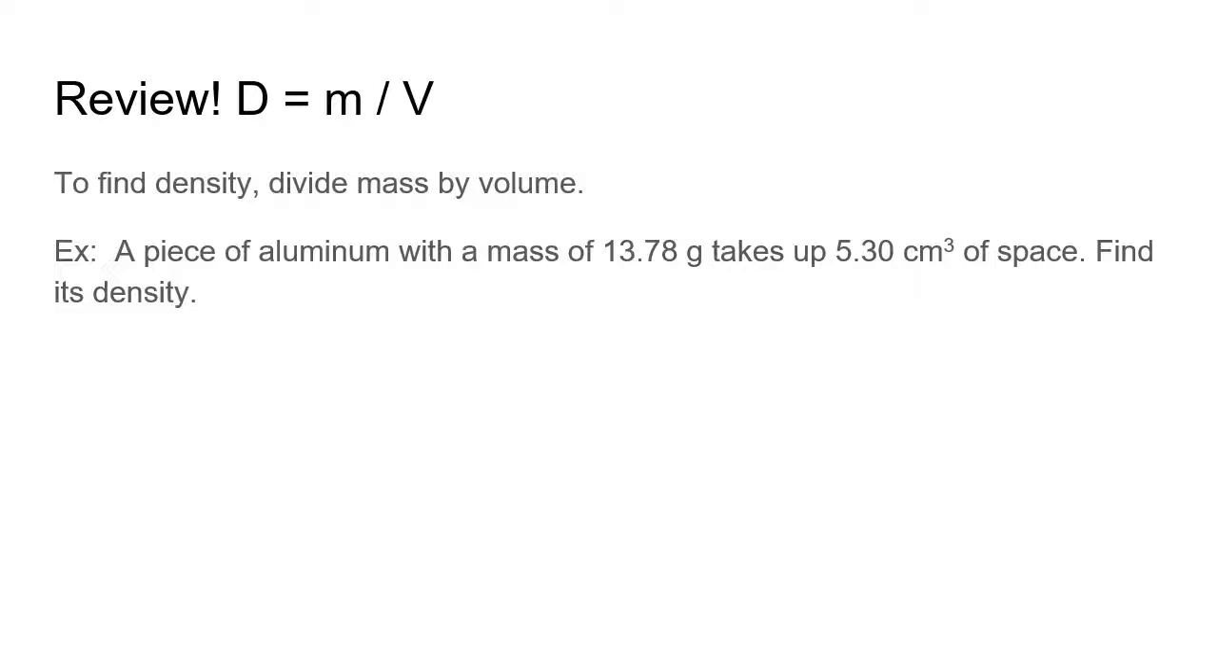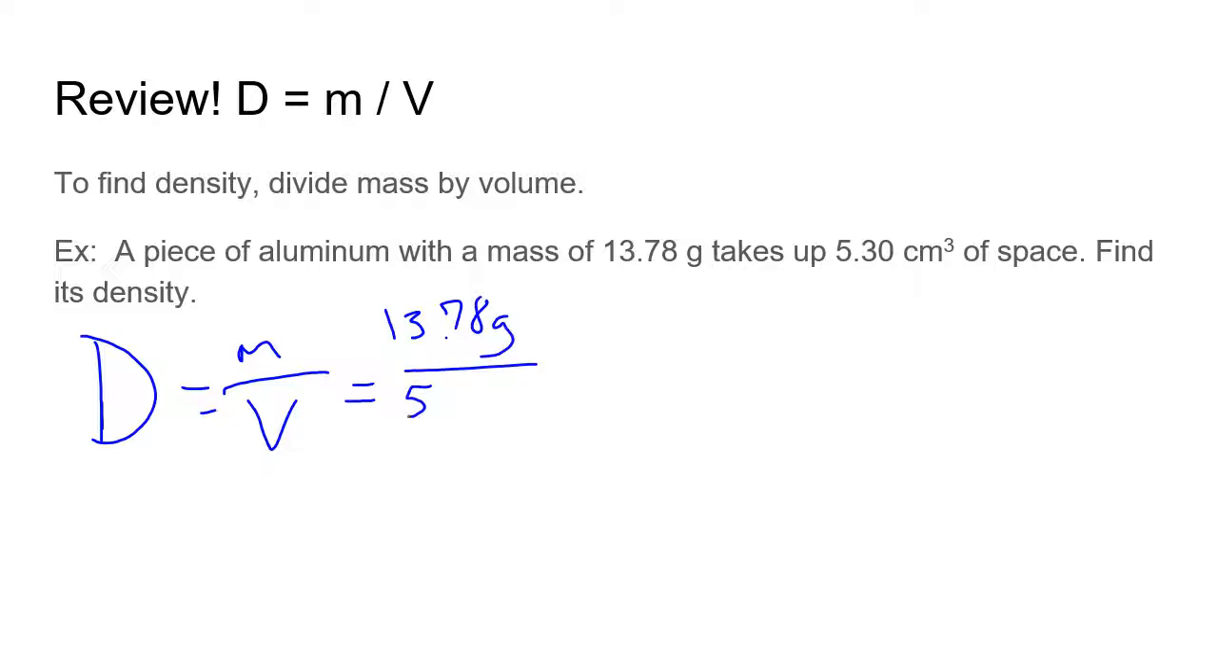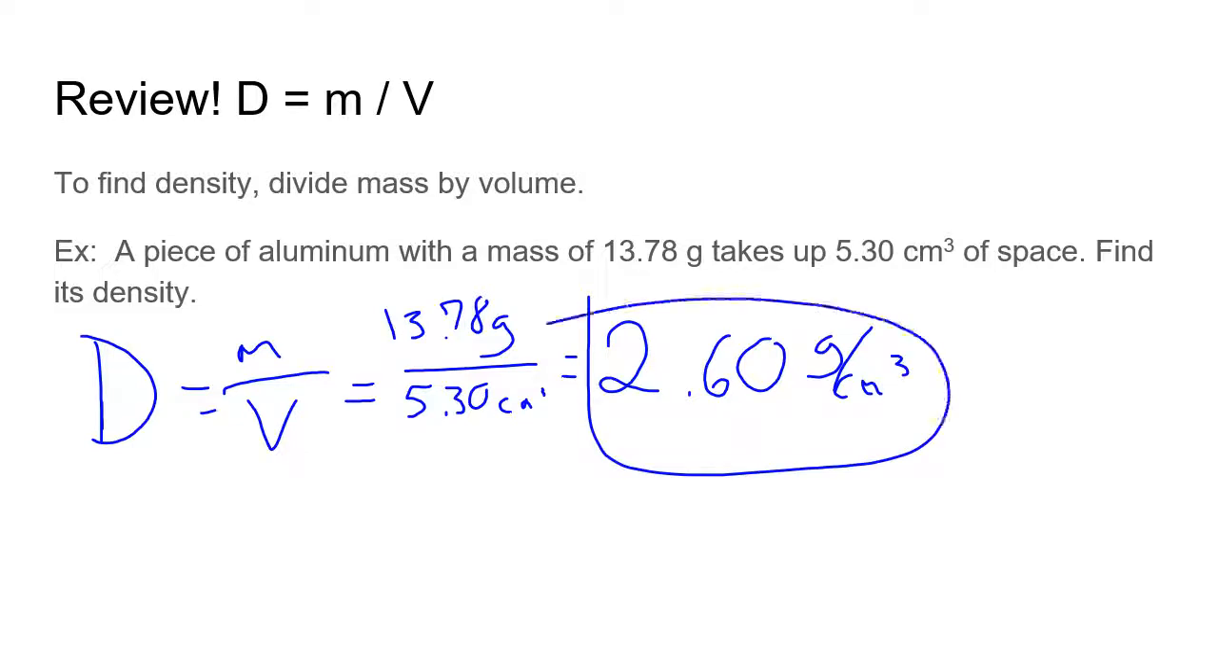Here's an example. We always want to set up our density as mass divided by volume. Our mass is 13.78 grams, and our volume is 5.30 centimeters cubed. If we put that into a calculator, we get 2.60 grams per centimeter cubed. And it's that simple.